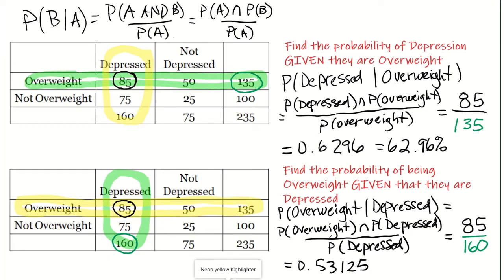0.53125, which means that I'm going to have a 53.13% probability that if someone has identified themselves as depressed, they are also going to be overweight. So you'll notice that on these two diagrams, we were both dealing with overweight and depression, but we were reversing our conditions, and so that also reversed the order and gave us slightly different numbers.